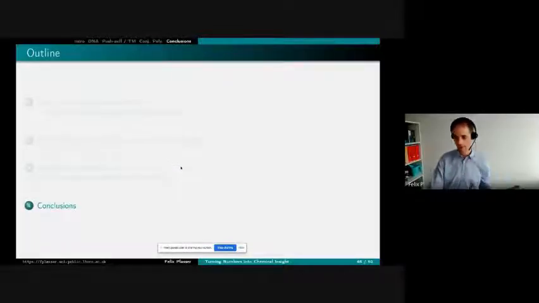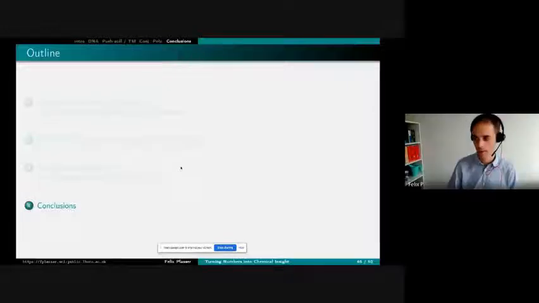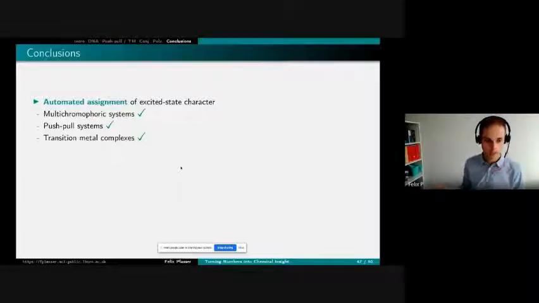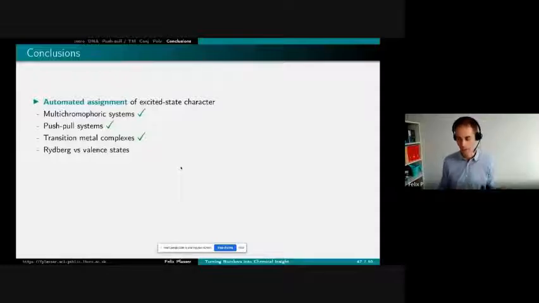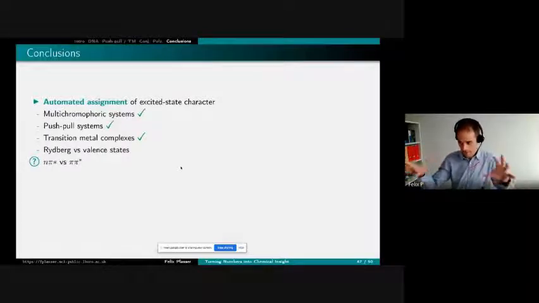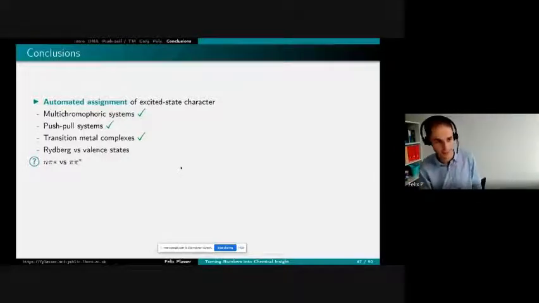All right, so that's all in terms of science I wanted to tell you today. Let's see what there is. So I tried to show you that we can assign the excited state character automatically. We talked about multi-chromophoric systems like DNA, push-pull systems, transition metal complexes. Then another logical thing is Rydberg states versus valence states, where you can use these real space descriptors. N-pi-star versus pi-star doesn't really work with the tools we have now, because it's a bit of a different philosophy, because you can't do the fragment-based way, but at some point this should be included.